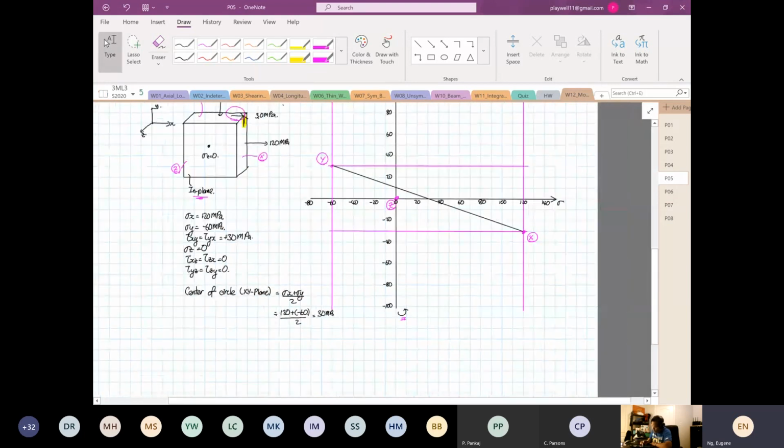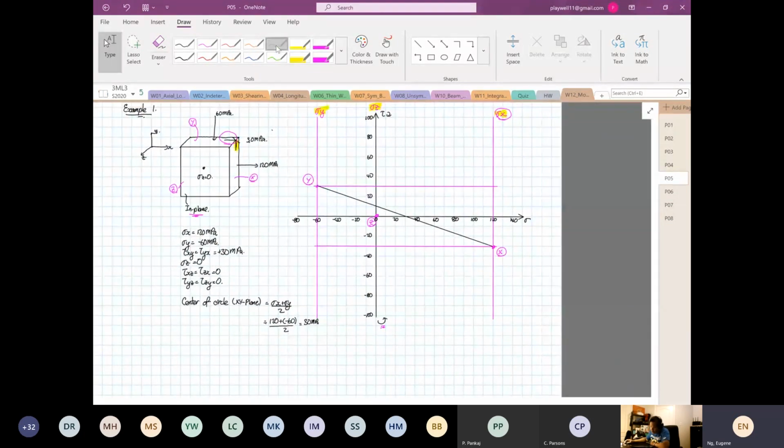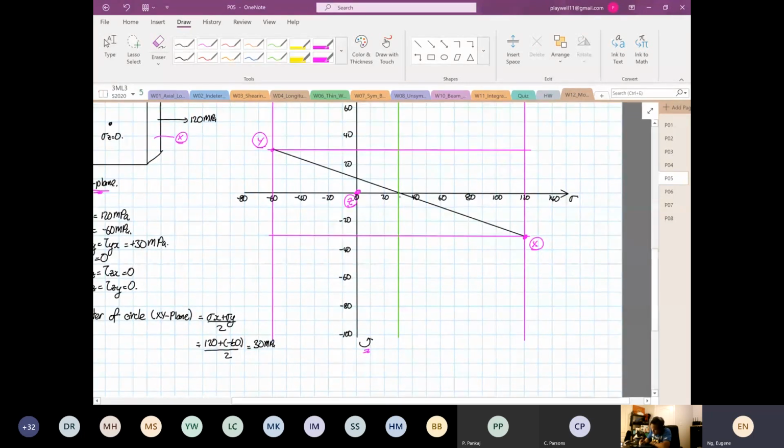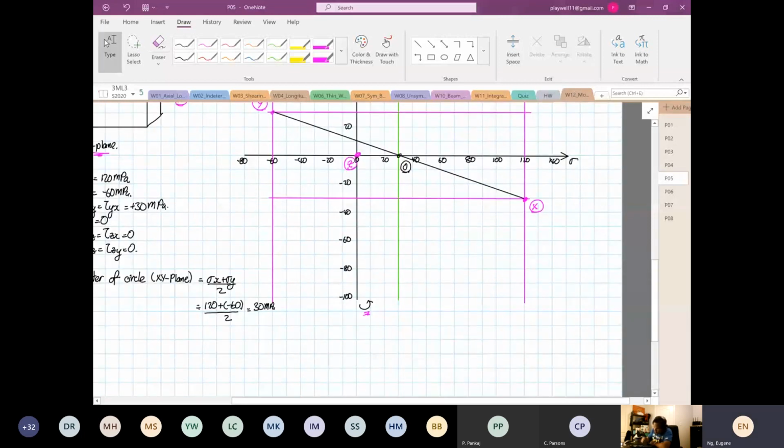Okay, so we know where our stress average is now, right? So this is our stress average line. Okay, so over here, right? This is our point 0. Okay, so we calculate our stress average. Still the same, right? Stress average.